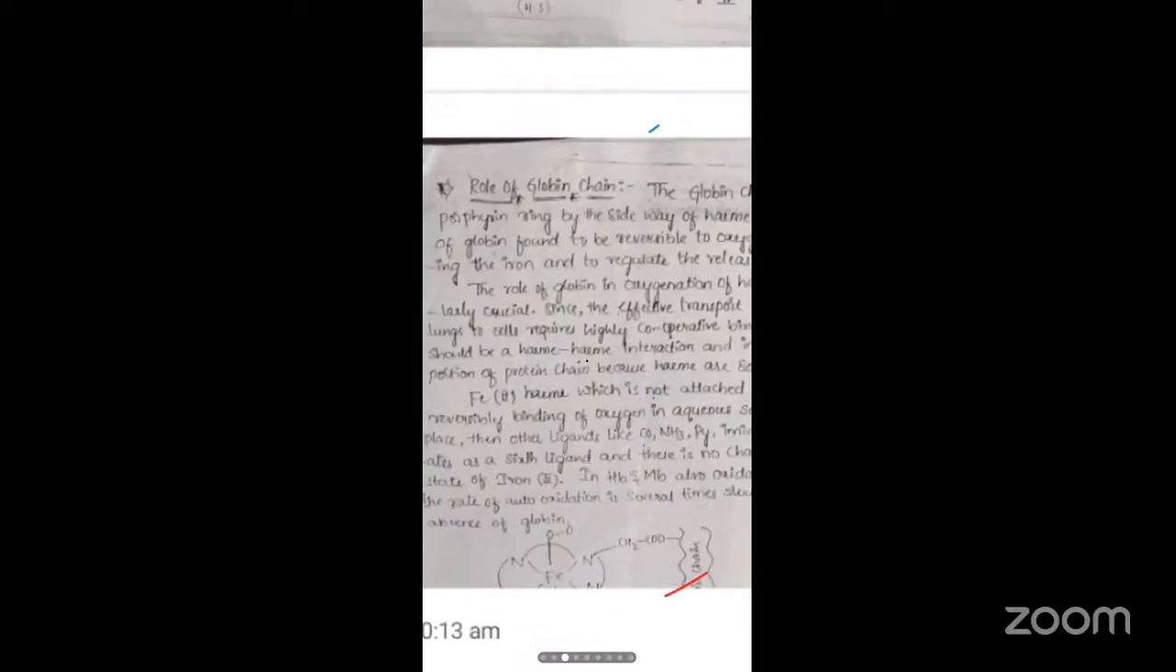So this is about hemoglobin. Then what is the role of the globin chain? The globin chain contains the four pyrrole rings and transports the oxygen from one place to another, to the various parts of the living being. That is the role of the globin chain. That is one type of protein.